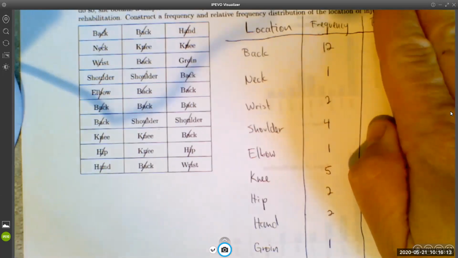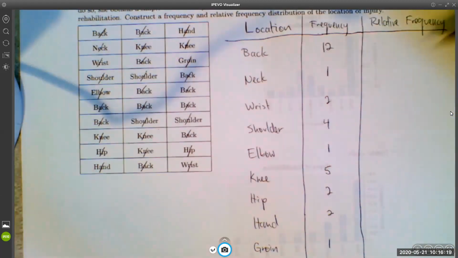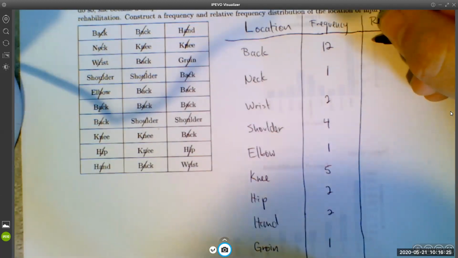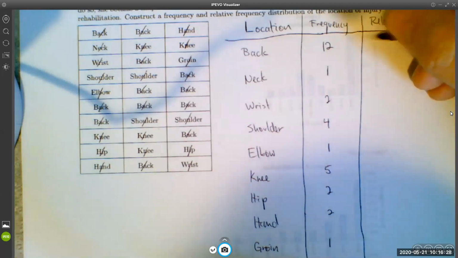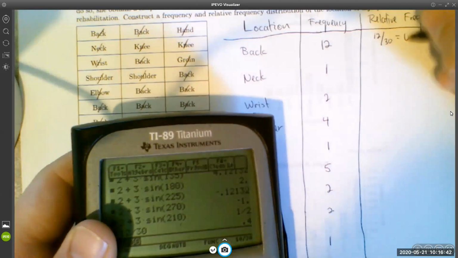Now, a relative frequency distribution is going to list the percentages, right? So it's going to list off the percentage of times that each of these locations occurred. If we want the percentage of back injuries, we would say, well, 12 people had back injuries out of 30, right? So it was 12 out of 30 that had back injuries. So as a proportion, I'm just going to use my calculator. 12 out of 30 is equal to 0.4.